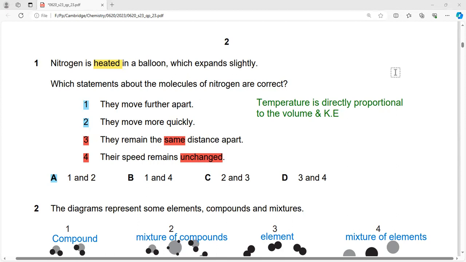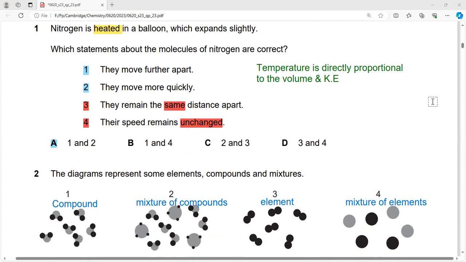Statement number 3, they remain the same distance apart. So they will move away from each other, and that's why their distance will increase. So it is a wrong statement. And their speed remains unchanged. So if the temperature is increasing, kinetic energy is increasing, and their speed is also increasing. So statements 1 and 2 are correct. So A is our correct option here.